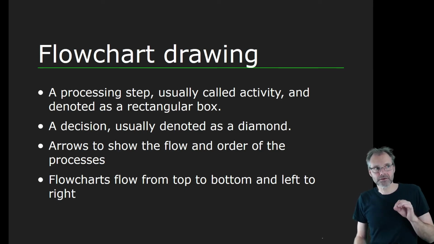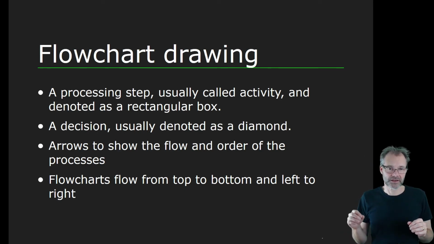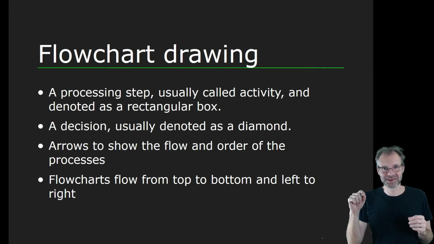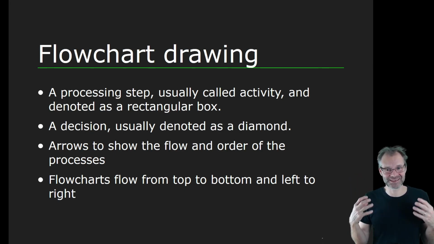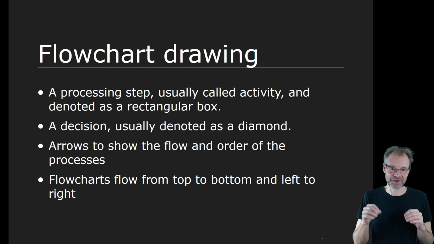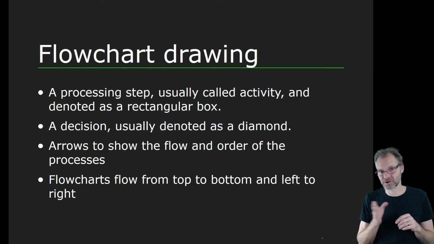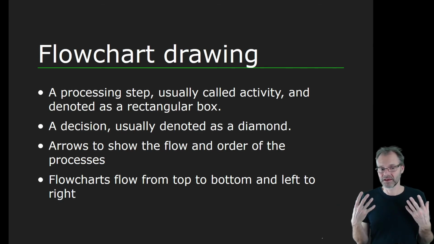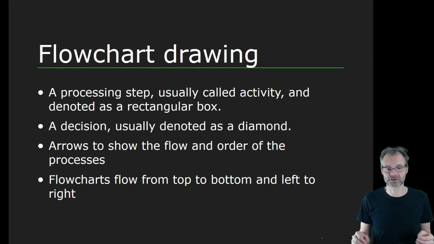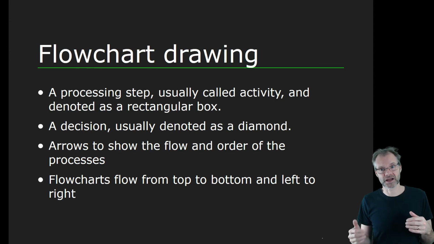When we think about flowchart drawing, we could basically live with three small parts here. A processing step is in general called some kind of activity. Something is happening there, so it's a rectangular box. Then we have this diamond as a decision point, where we go this way or that way. And then we have arrows just to show the flow, in what direction we are going. This is the basics for drawing a flowchart. A flowchart is in general drawn from top to bottom or from left to right.